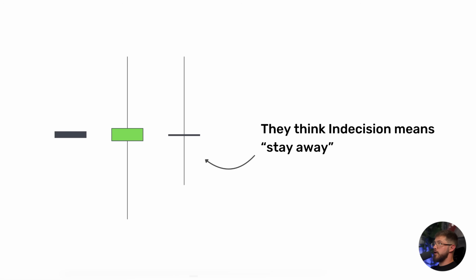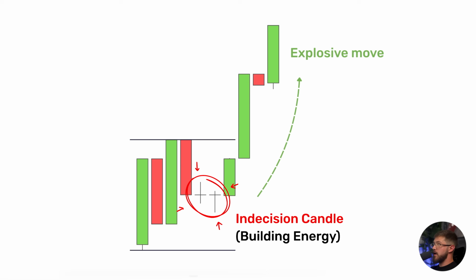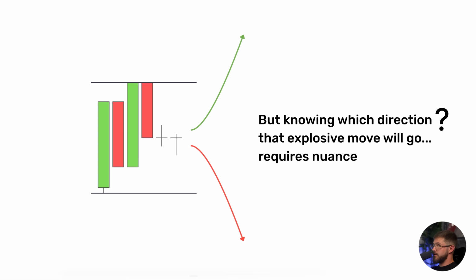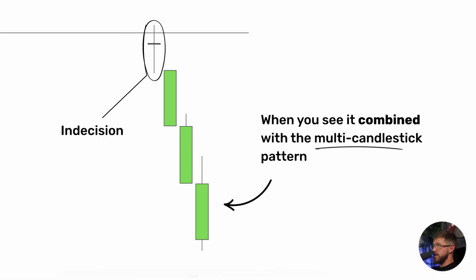And here's what most traders get wrong about indecision candles. They think indecision just means to stay away. That's completely wrong, because indecision candles are showing you that the market is building up energy for an explosive move. But knowing which direction that explosive move will go requires an understanding of market context and confirmation signals. And this indecision psychology becomes incredibly valuable when you see it resolved by the multi-candlestick patterns that can show you exactly which direction that explosive move is going to go.